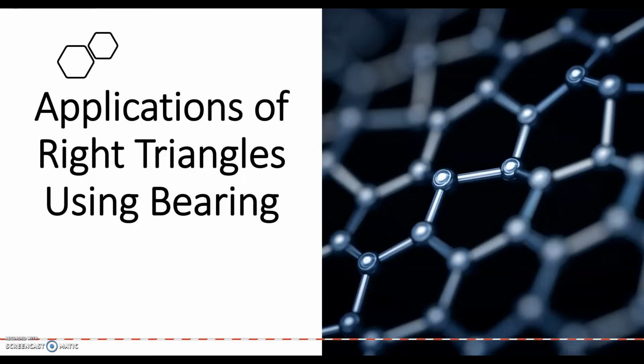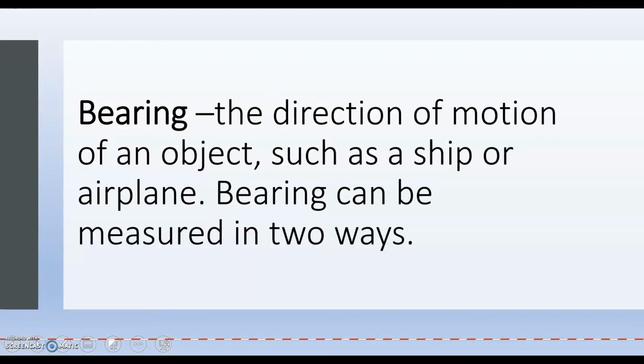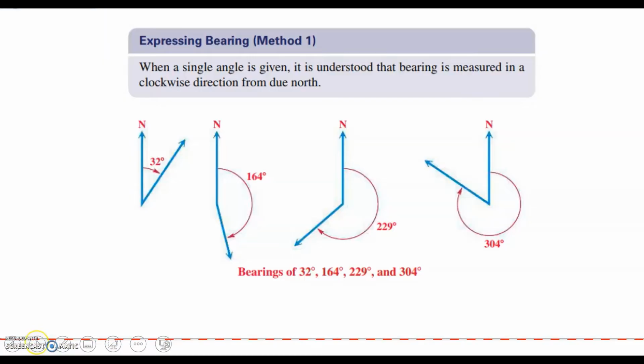And so just exactly what is bearing? I'm glad you want to know. Bearing is the direction of motion of an object, such as a ship or an airplane. And so we use it to express the direction that the object is moving. It can be expressed in two different ways, and we're going to look at both ways that you can express bearing.